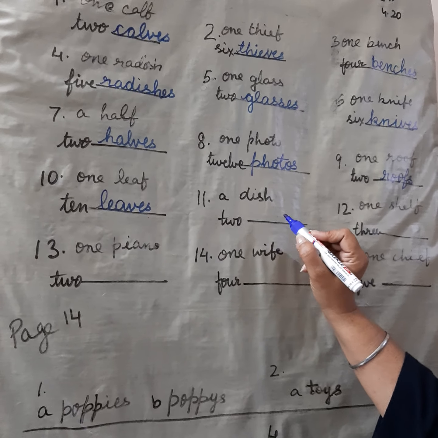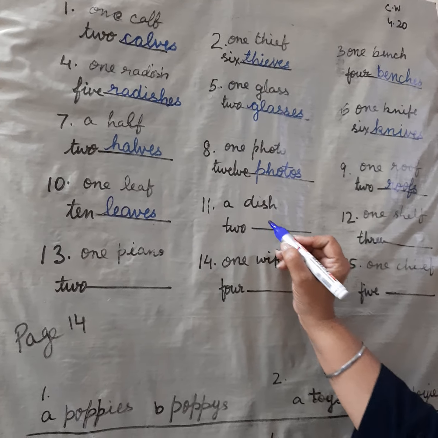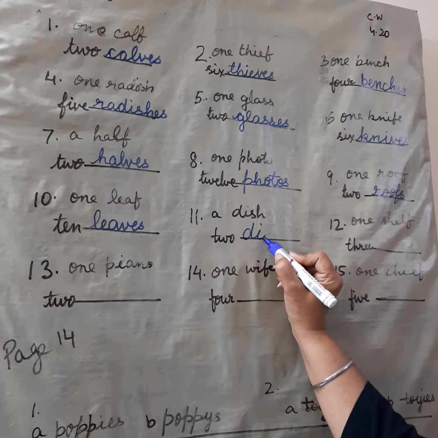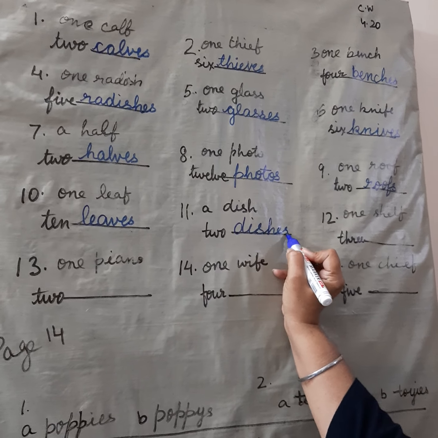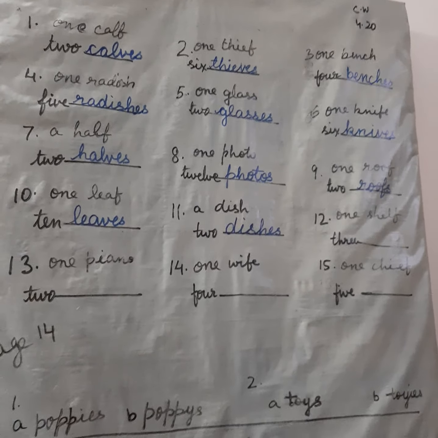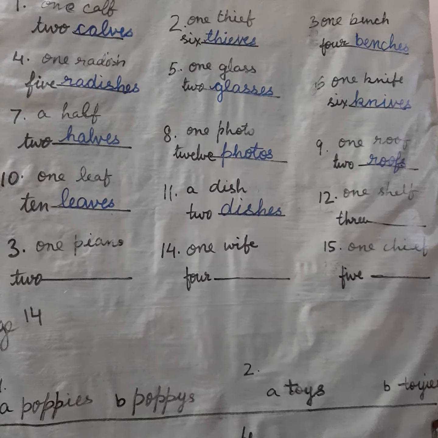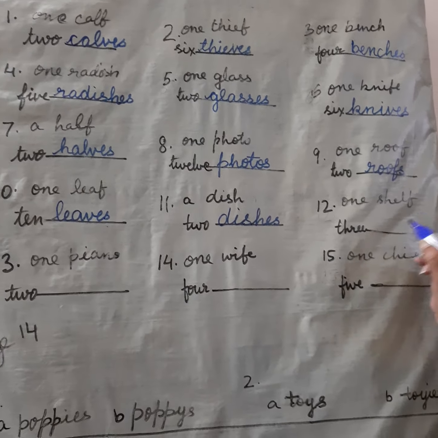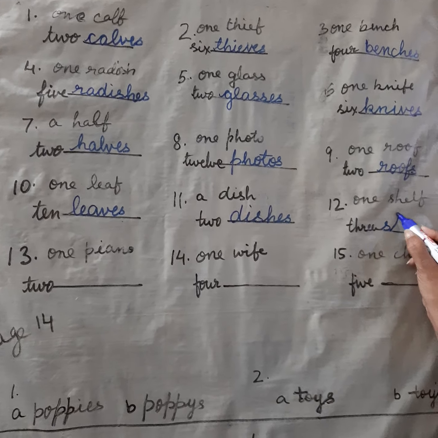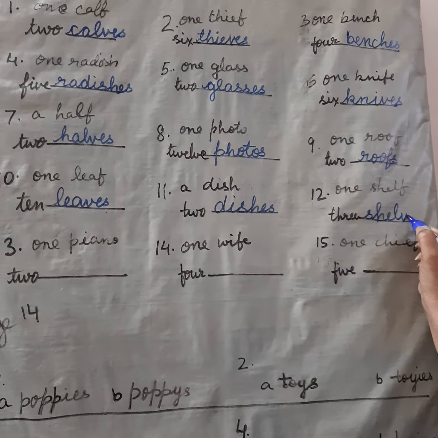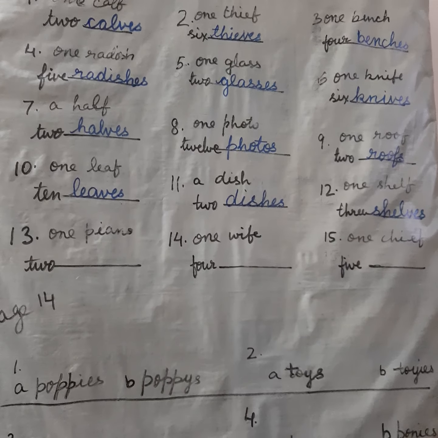A dish. Again the hissing sound. So dishes, and we will add a tail of ES. One shelf, and we will replace this F with VES. Very good.